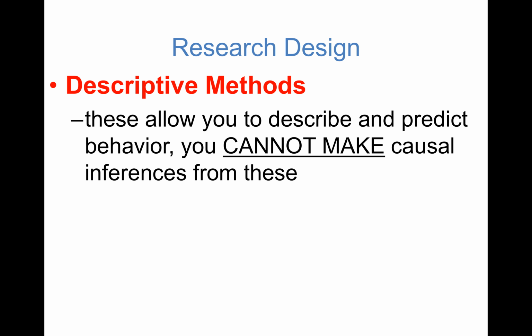So to begin with research design, let's talk about these descriptive methods. Once again, it's important to understand that they allow you to describe and predict behavior, but you cannot make causal inferences from descriptive designs. In other words, you can't say what's causing behavior. You can just talk about associations, which is very different than talking about causality.